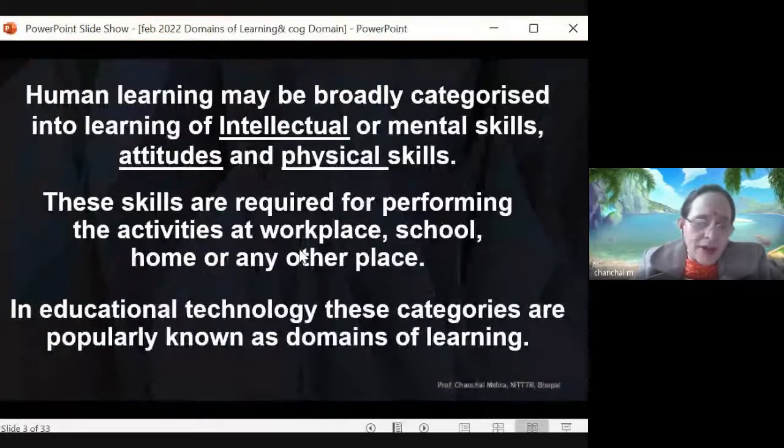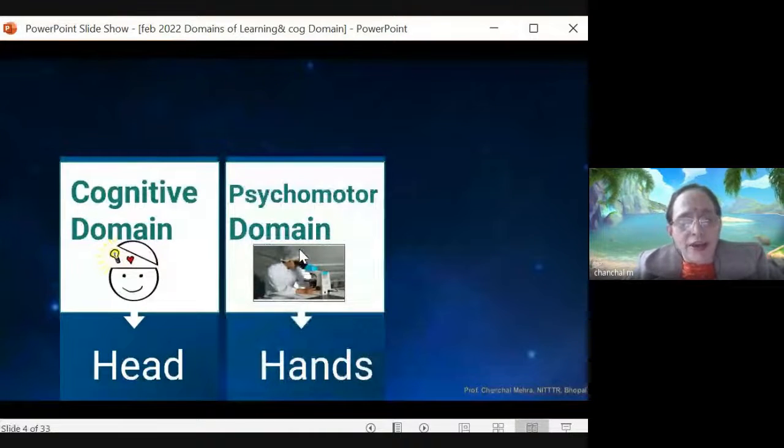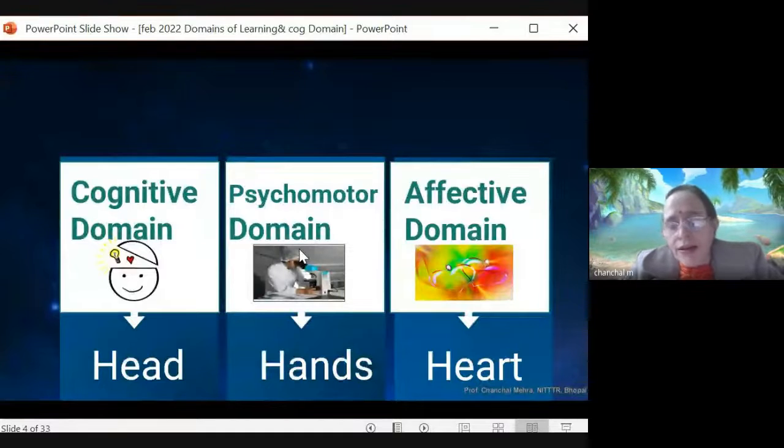Now, in case of educational technologies, these categories, that is the intellectual skills, attitudes, and physical skills, are known as the domains of learning, which we have already discussed. So the cognitive domain mainly deals with the head part. That is, whenever there are certain mental activities which the student is performing, then we are developing the cognitive skills in the students. So we need to understand where the prominence is.